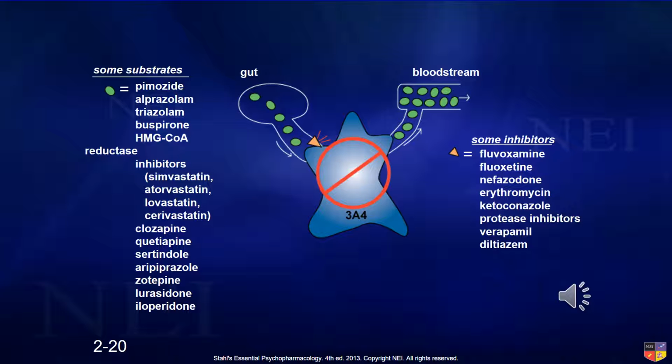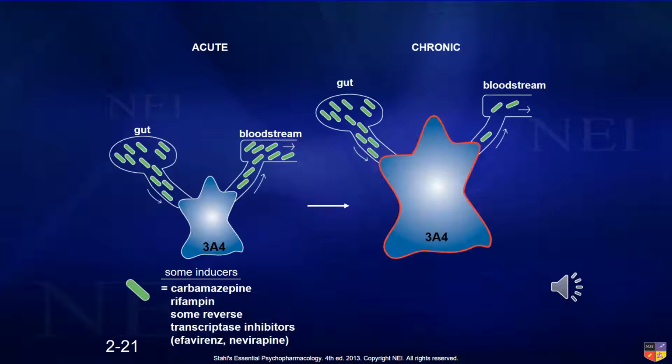So I'm hoping this is becoming a little clearer at this point, that if something is induced, that means its metabolism is speeded up, with the result that there is less of a serum level of the medication. If something is inhibited, that means that the action of the enzyme is slowed down, and so the serum level of the medication can increase.